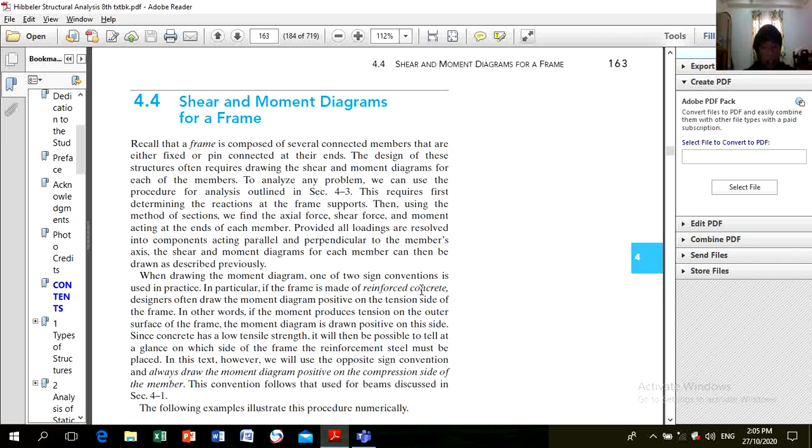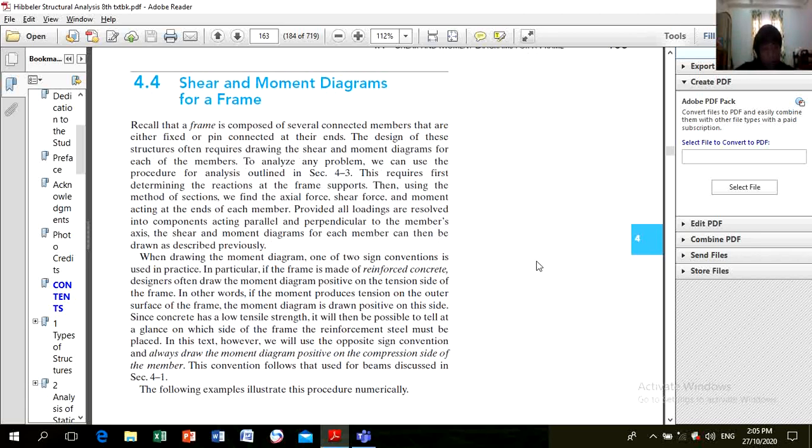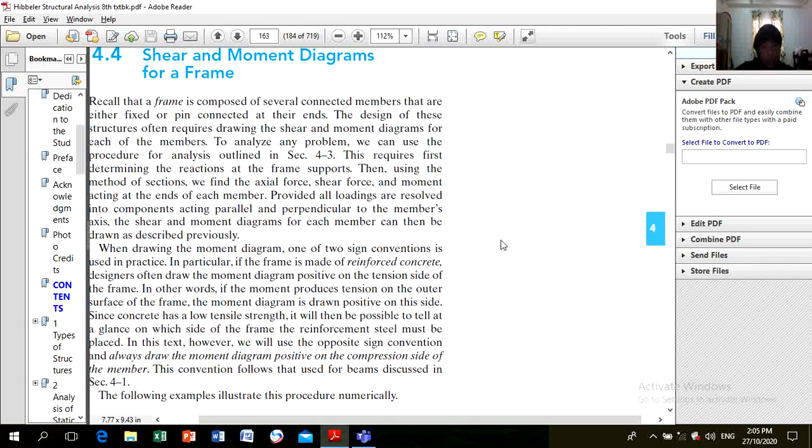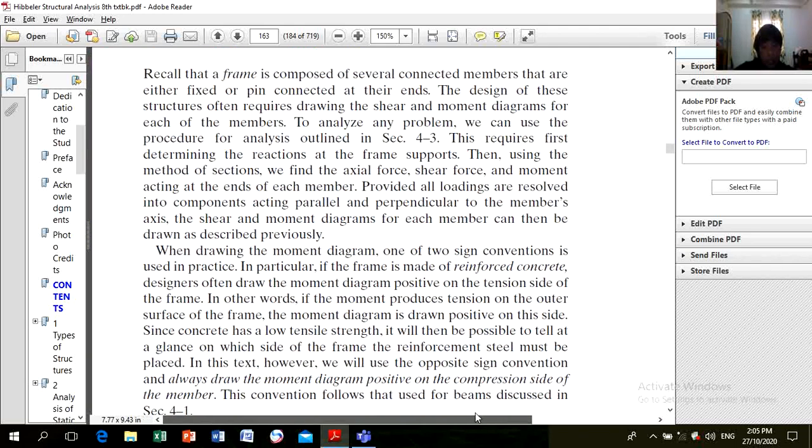Provided all loadings are resolved into components acting parallel and perpendicular to the member's axis, the shear and moment diagram for each member can be drawn as described previously. So when drawing the moment diagram, one of the two signs is used in practice.